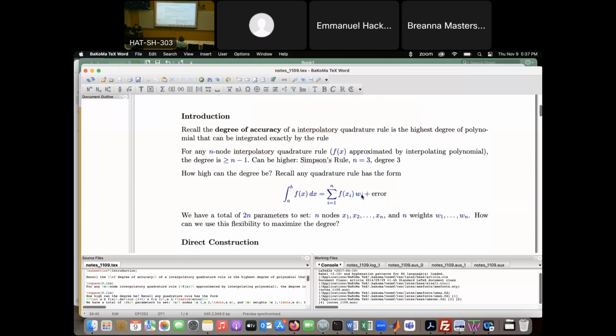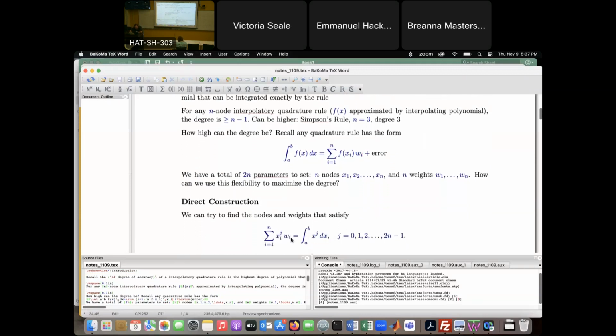One approach that we can use to try to get a rule like that is called direct construction. The idea is you set up a system of equations for your nodes and the weights, which are unknown at this point. We're going to require that the quadrature rule applied to the integrand x to the j is exact for all powers of x, j going from 0 up to 2n minus 1. The reason I have this range of j values from 0 to 2n minus 1 is that's 2n equations in total that go with the 2n parameters we have. Normally, if you have 2n degrees of freedom, you can impose at most 2n equations, and hopefully those 2n equations will determine a unique solution.